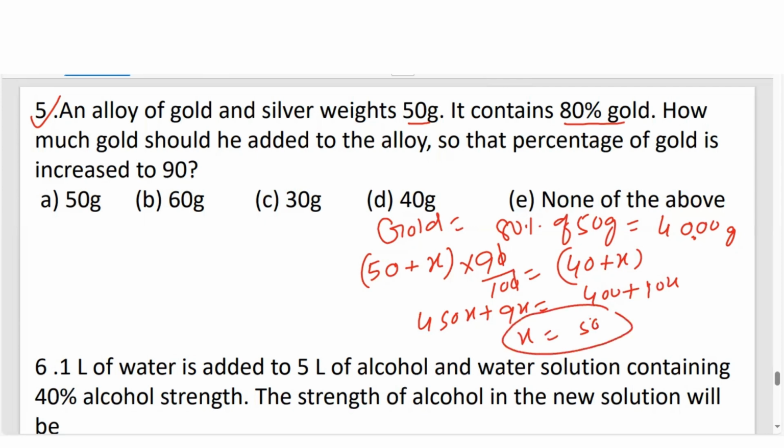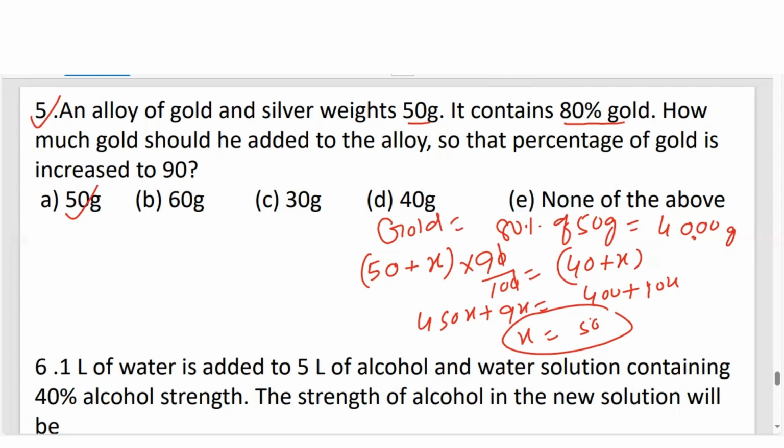So our right answer is 50. If we add 50 gram of gold, then it will become 90% of the alloy. So our right answer is 50 gram. Again, explaining the question: a 50 gram alloy is given, and in this alloy gold is 80%. How much gold should be added to this alloy so that the percentage of gold increases to 90%?